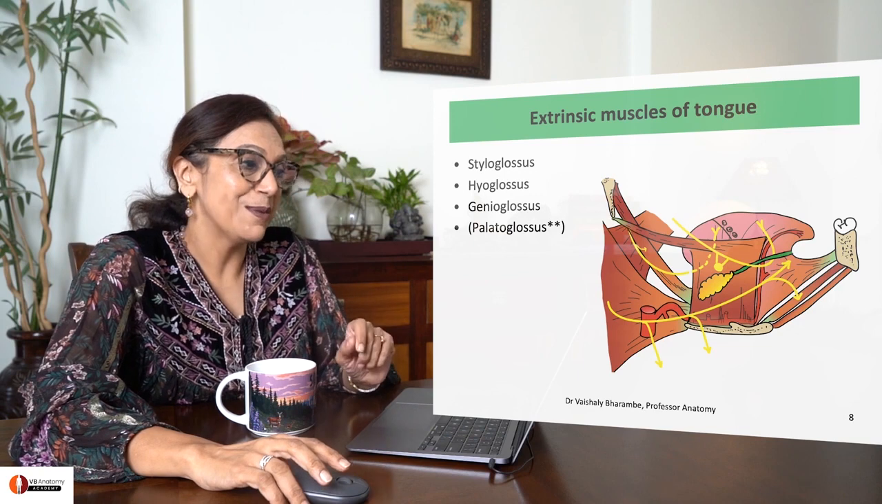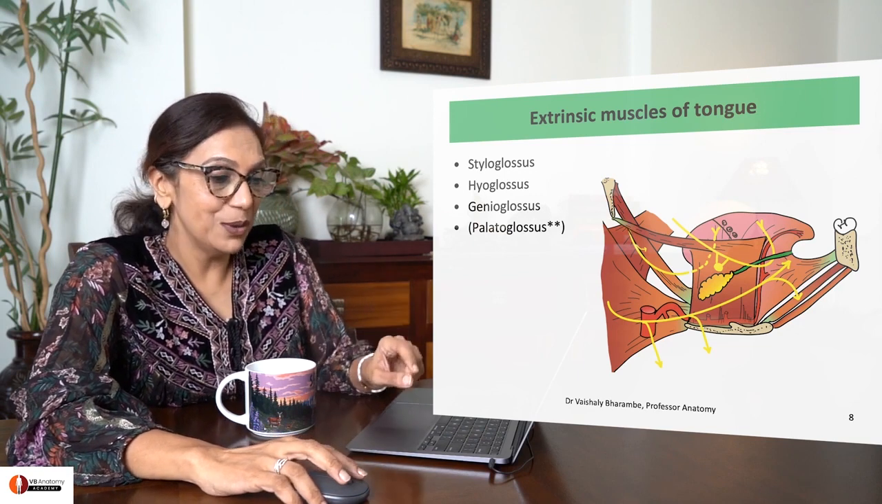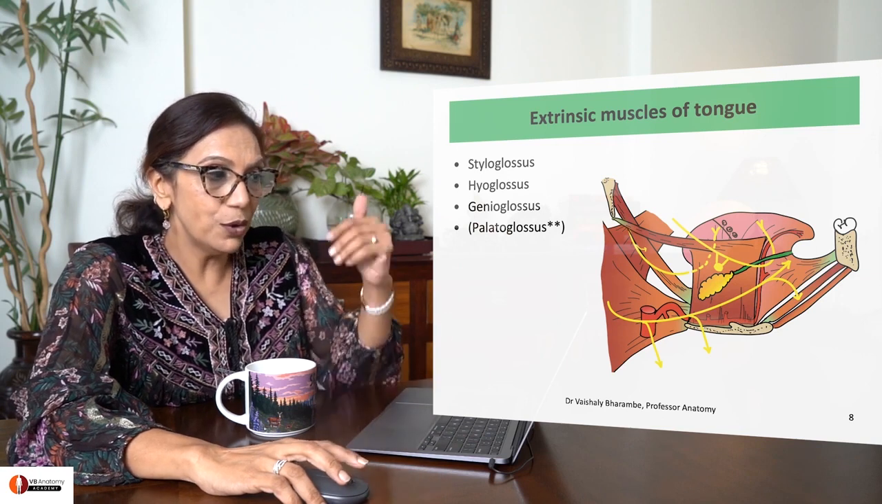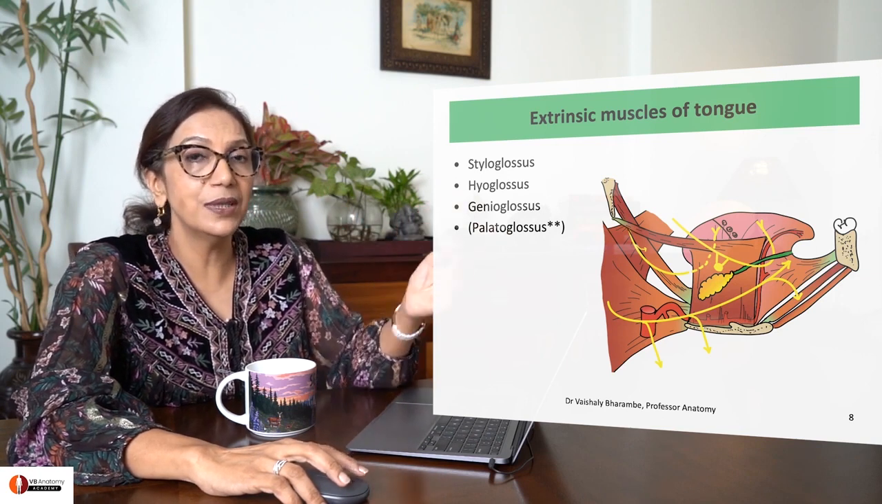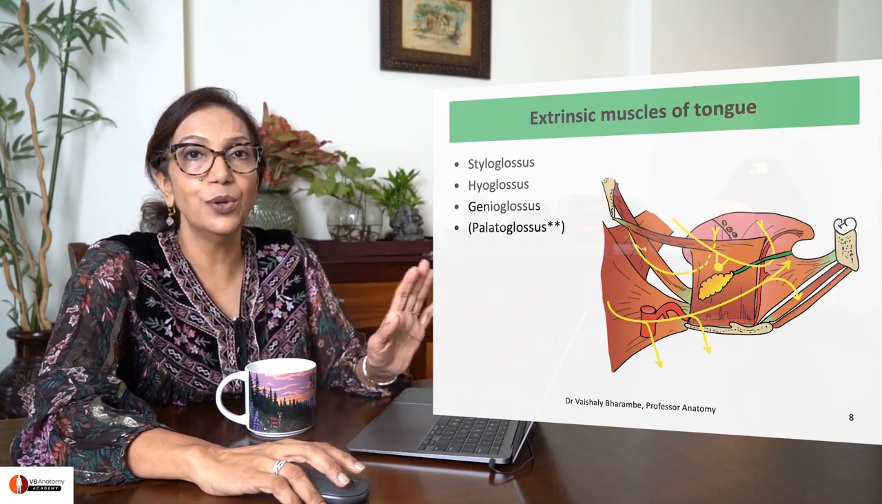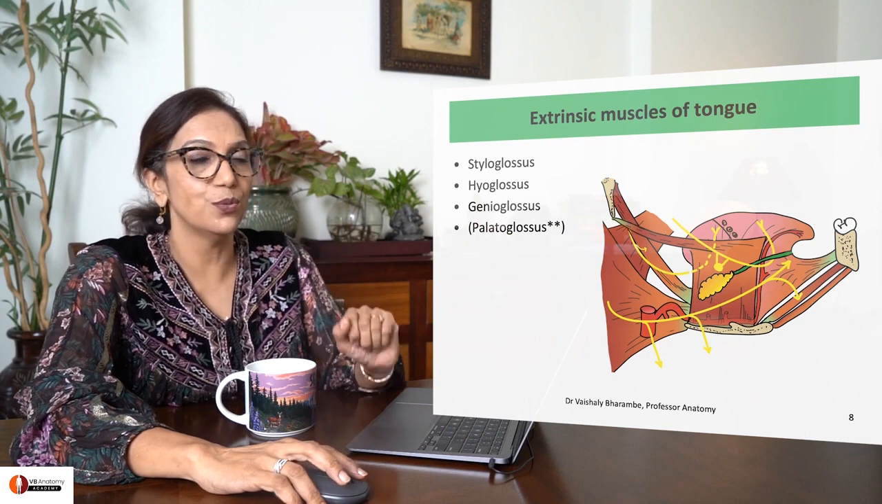So these are the muscles. Take a look now. From styloid process to the tongue, styloglossus. From hyoid bone to the tongue, hyoglossus. From genial tubercle to the tongue, genioglossus. That's the next layer that you will find.